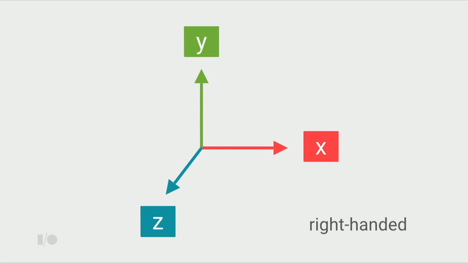We represent all of our coordinates in the right-handed coordinate system. So you have the x-axis pointing towards the right, you have the y-axis pointing up, and you have the z-axis pointing back. So this is just a standard textbook coordinate system.